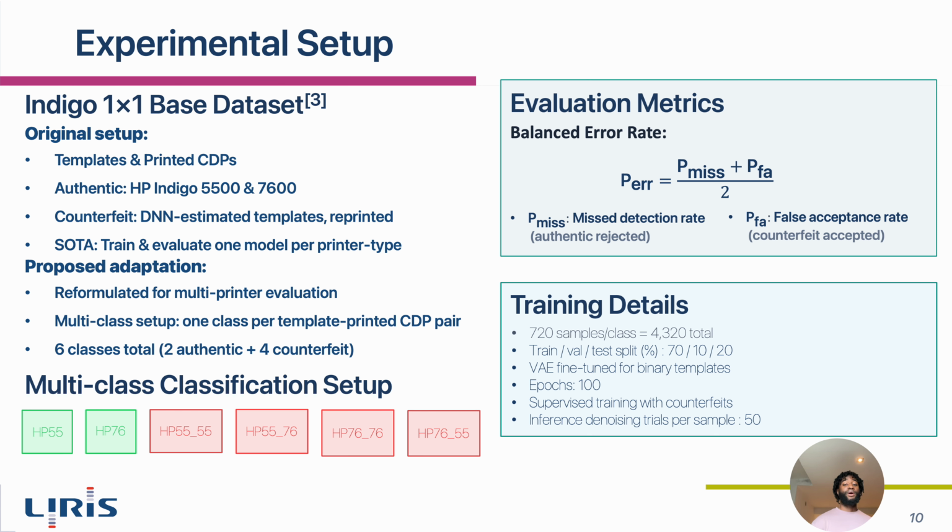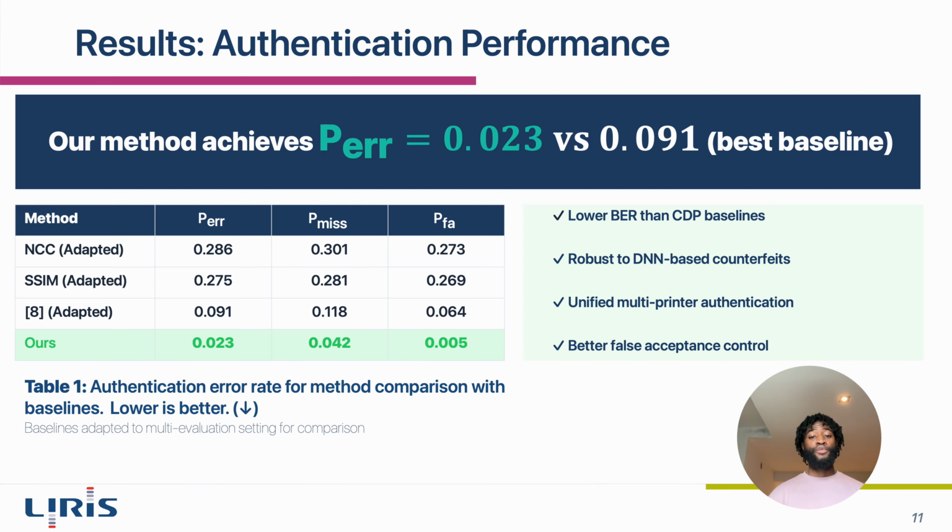Now, I'll show how our diffusion-based authentication performs in this setting. For results, our method consistently achieves lower balanced error rates than prior CDP baselines. It remains robust against DNN-based counterfeits, where similarity-based methods degrade. This single unified model supports multiple printers, and we achieve better control over false acceptances without sacrificing authentic detection.